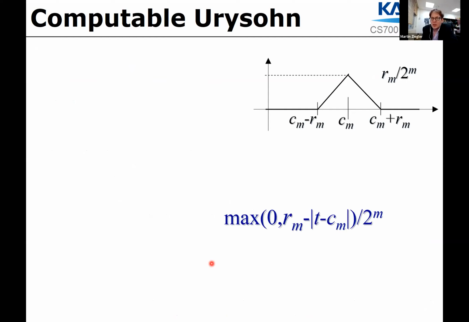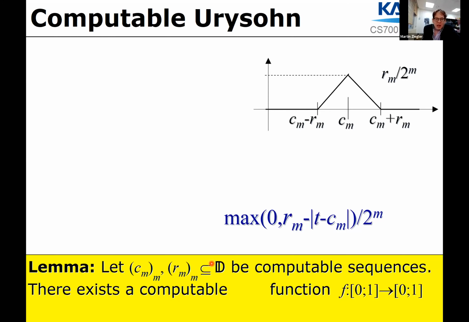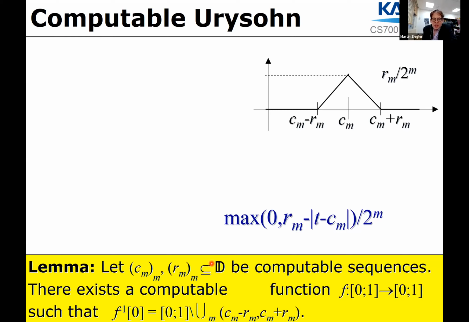So we started with this computable piecewise linear hat function, which has the property that it is positive on the open interval with center Cm and radius Rm. And when we have not just one such value Cm and Rm, but an entire computable sequence, then we can convert that into a function which vanishes precisely outside of the union of these open intervals.